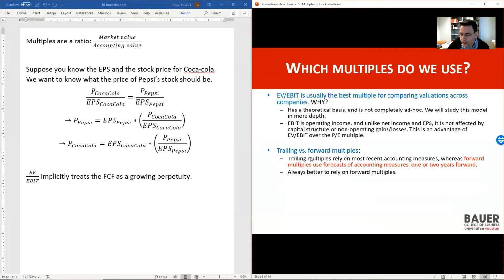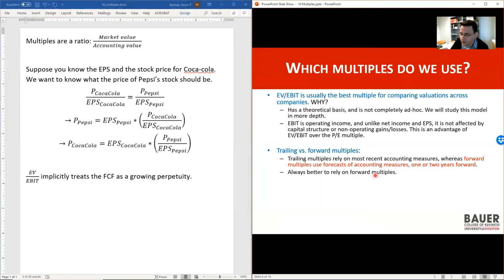A little note here on trailing versus forward multiples. With a trailing multiple, you're using an accounting number from the past. So you're using like the most recent earnings per share, for example. A forward multiple is using a forecasted accounting number. So analysts figure out what the forecasted earnings per share will be next year. And so the forward multiple would use that projected earnings per share. The trailing multiple would use the most recent earnings per share.